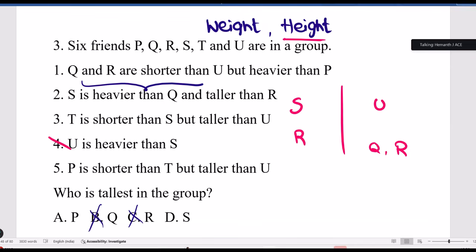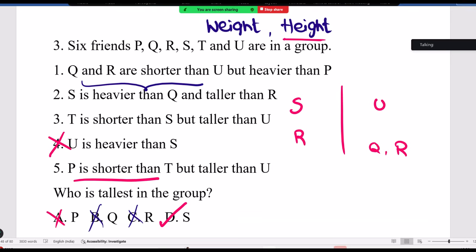U is heavier than S, that I don't want. P is shorter than T, so P cannot be the tallest because of this statement. So definitely the answer should be yes. P is shorter than T but taller than U. P to U, Q, R.